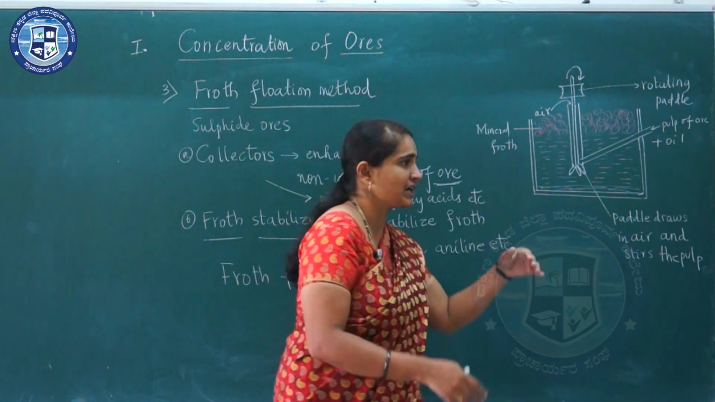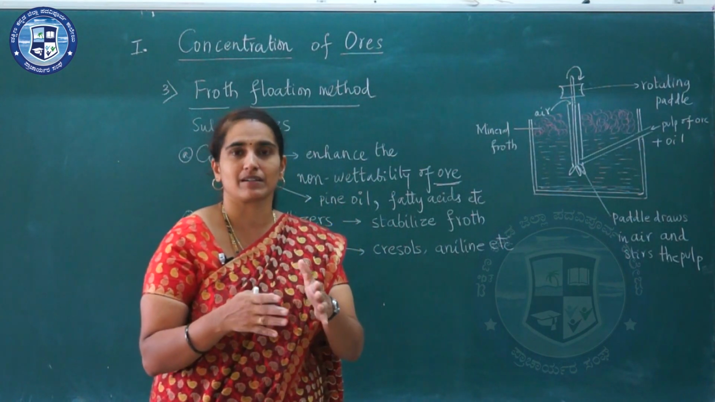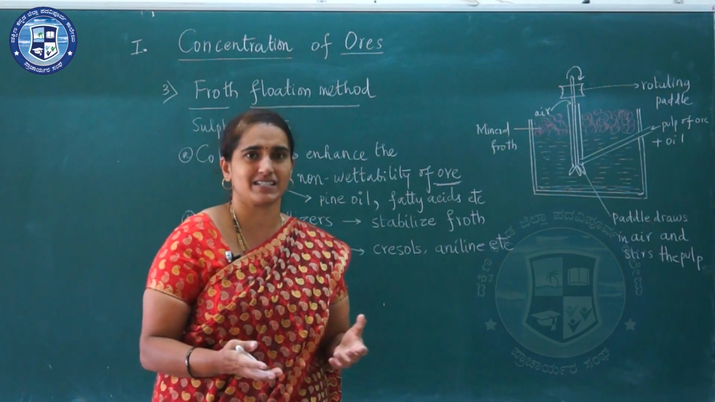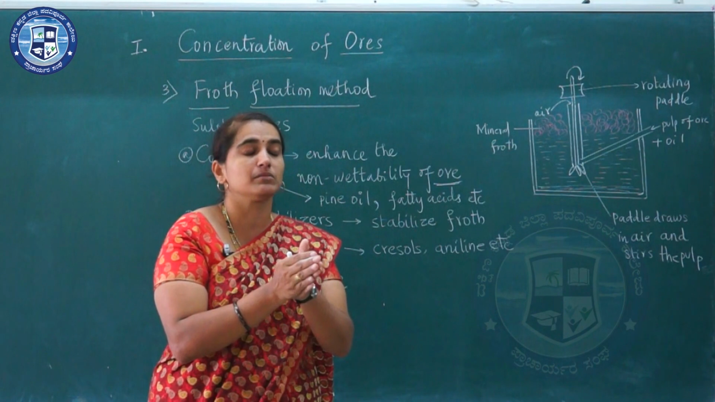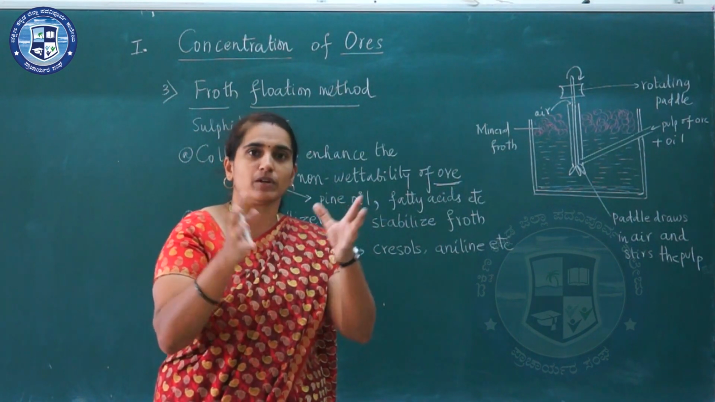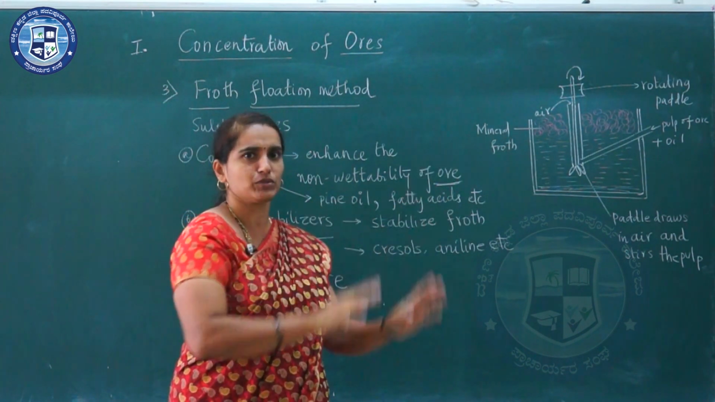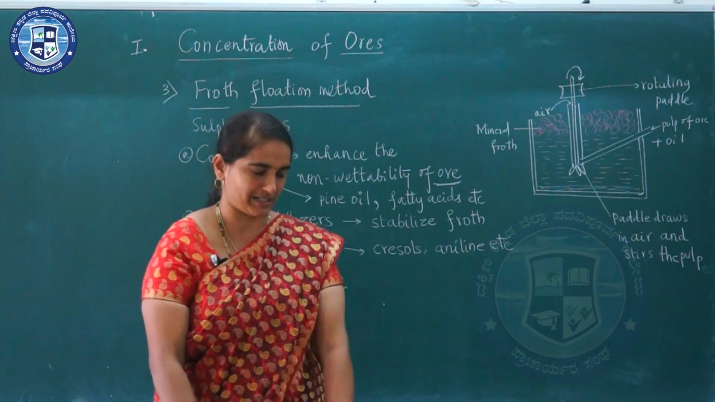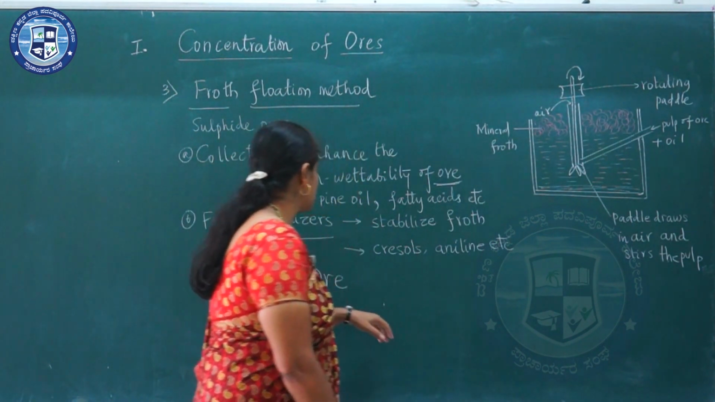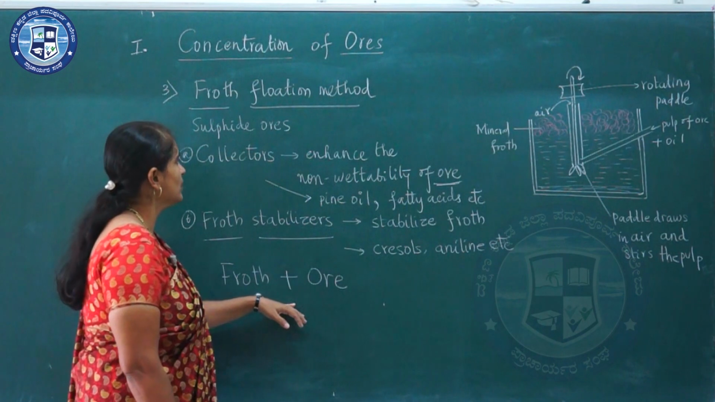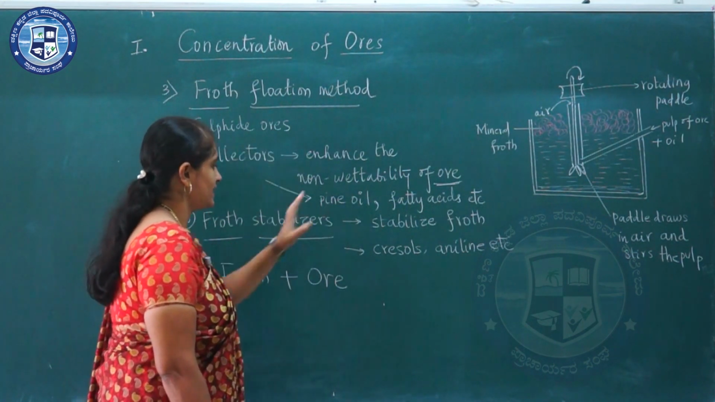It is similar to your mother churning buttermilk and getting butter, isn't it? Once they churn that buttermilk, what happens? The butter will come on top, and finally we can remove that butter and we are left with buttermilk as such. Okay. So this is how we remove sulfide ores from their impurities.